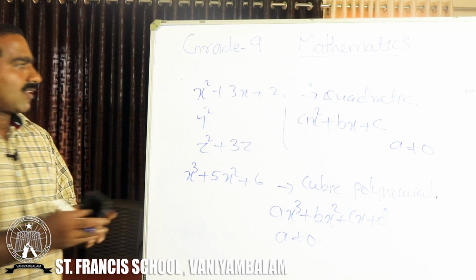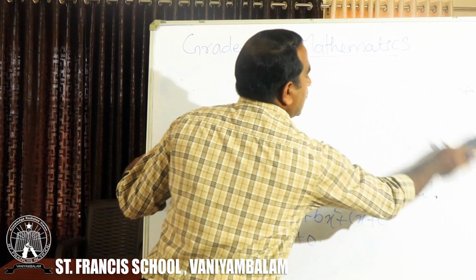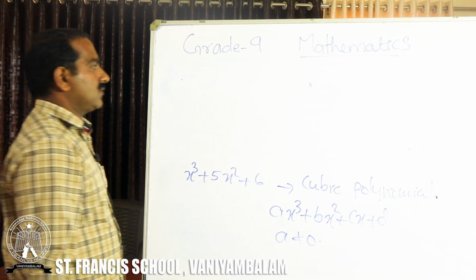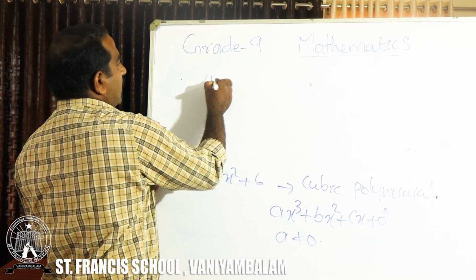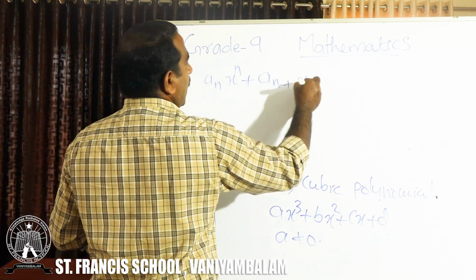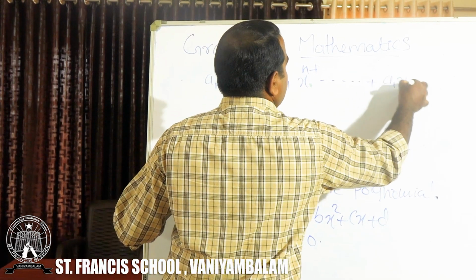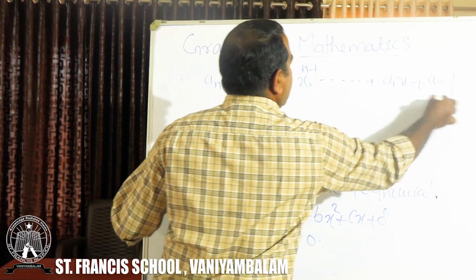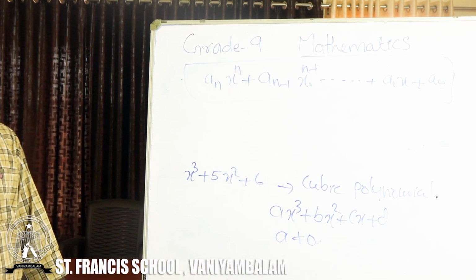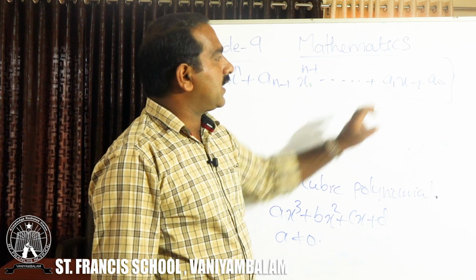Then we can write the general form of a polynomial. What is the general form of a polynomial with degree n? It is of the form an x raised to n plus an minus 1 x raised to n minus 1, etc., plus a1x plus a0. So this is the general form of a polynomial with degree n.